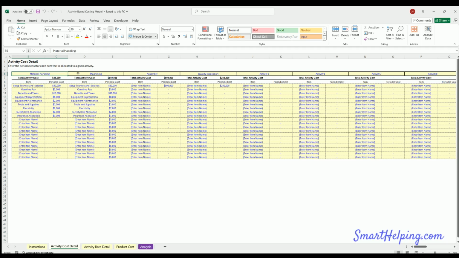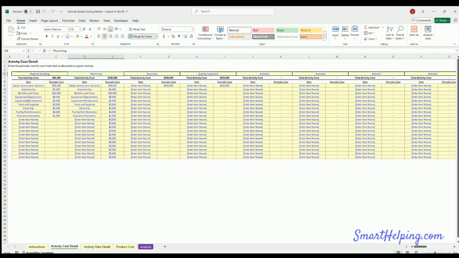Now, if some activities use the same machine, you're going to want to split it up on a pro rata basis, whatever makes the most sense for how much of the machine is used for each activity during the course of a year. You're going to have to pull different data from your ERP system, whatever logs you have, to figure out how you're using these things for different activities. You're going to want to have all that understood.